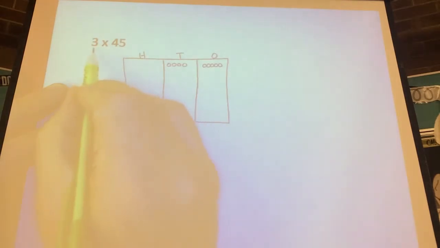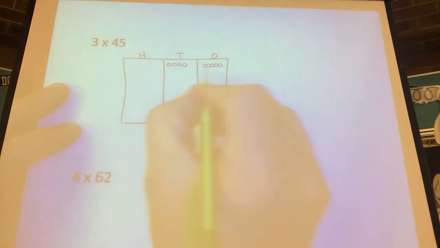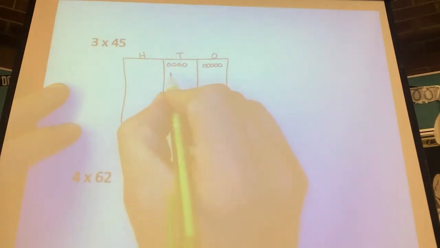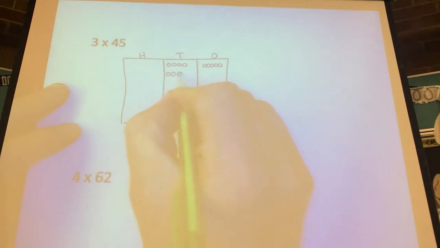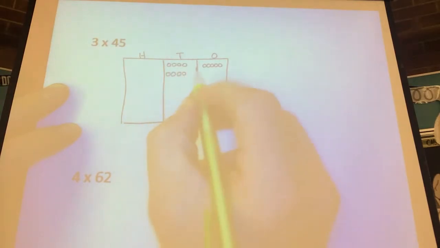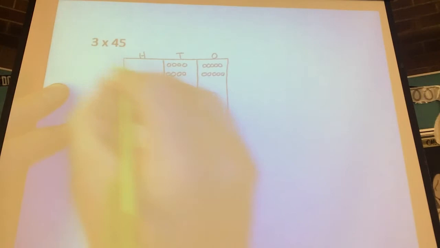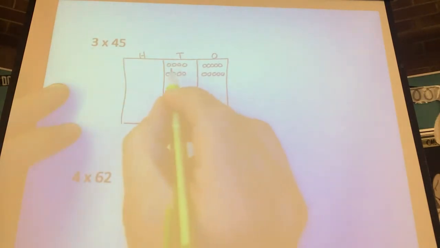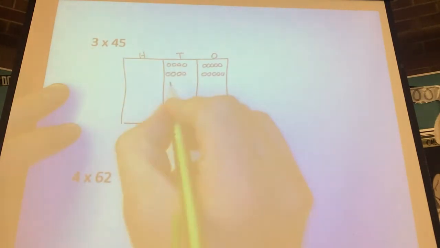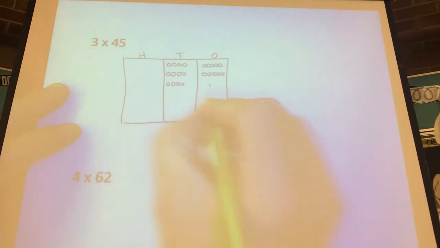I'm going to do this 3 times. So I've done it 1 time. I'm going to do 45 again. There's 40, 4 tens, and 5 ones. And then 1 more time, because it's 3 groups of 45. So I have 45 1 time, 45 2 times, 1 more group of 40, which is 4 tens, and 5 ones.